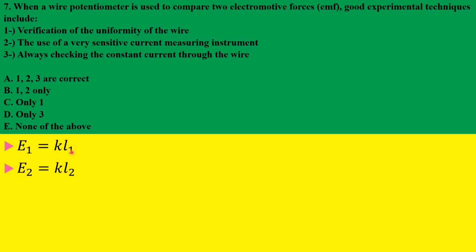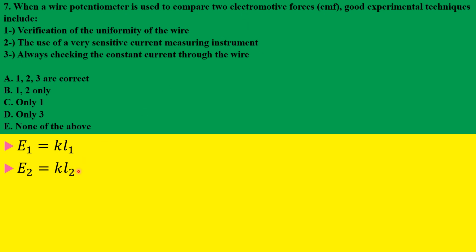What we are not interested in, because option 3 is saying always checking the constant current through the wire, is the current that flows through the wire. We don't even care, because comparing the EMFs is not a function of the current that flows through that wire. It's a function of getting this balance length, and getting this balance length is with the help of a very sensitive current measuring instrument, the galvanometer.